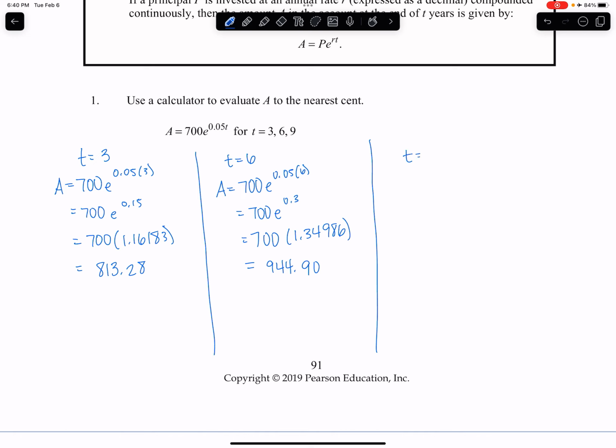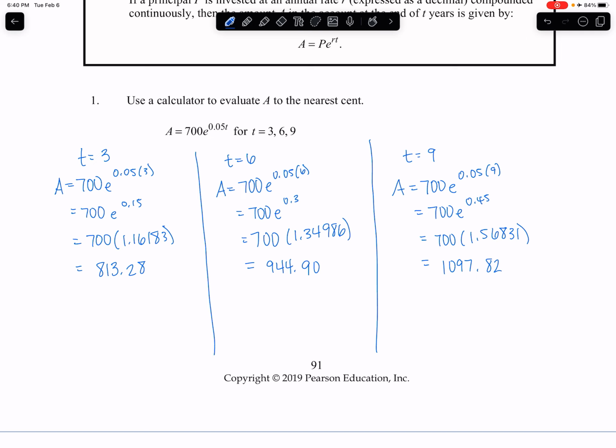And t = 9. A = 700 e^(0.05 × 9), which is 700 e^0.45. e^0.45 is about 1.56831. Multiplying those will give us $1,097.82. And so, obviously, the longer you invest, the better it is.